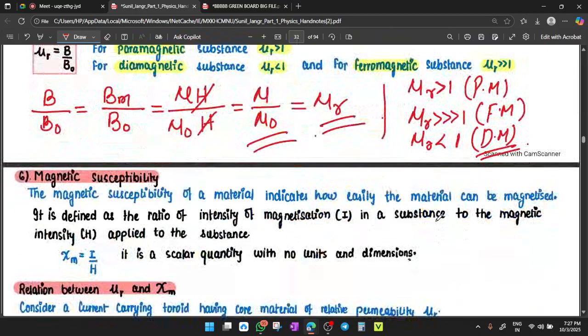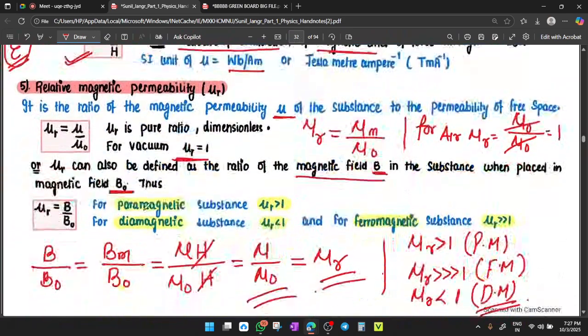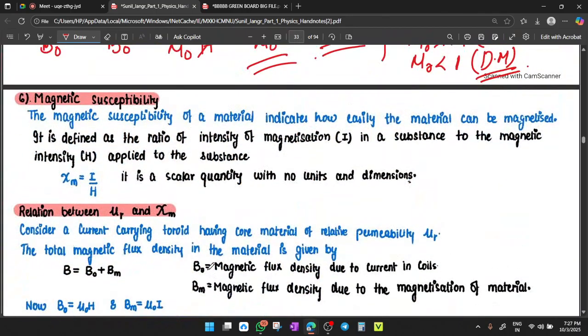Next, the topic is magnetic susceptibility. Yes, very, very important. Relative magnetic permeability was important, and now this is also very much important. Magnetic susceptibility of a material indicates how easily the material can be magnetized. Okay, how easily the material can be magnetized.